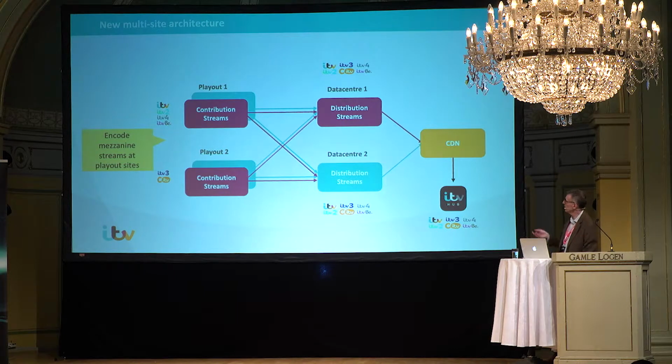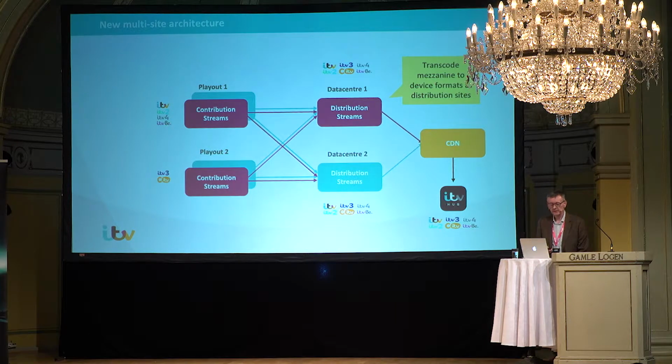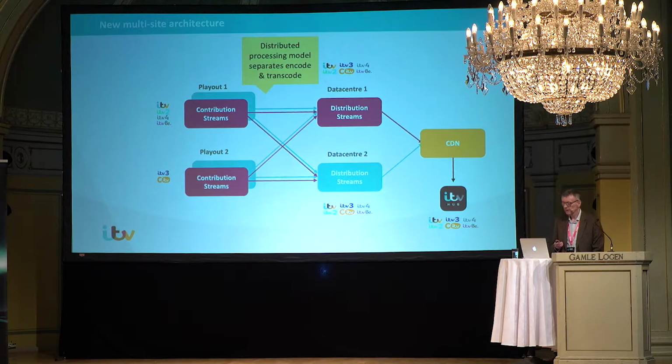So what we do is, at the playout site, we encode mezzanine streams, and these are MPEG-2 transport streams, 25 megabits for high definition and 15 megabits for standard definition. They carry across to the data centers where we have the transcoders, and they take the mezzanines and transcode them to device formats for our partners. And also from the data center, we distribute mezzanine out to broadcast partners as well, with 25 megabits or 15 megabits. So it's a distributed model.